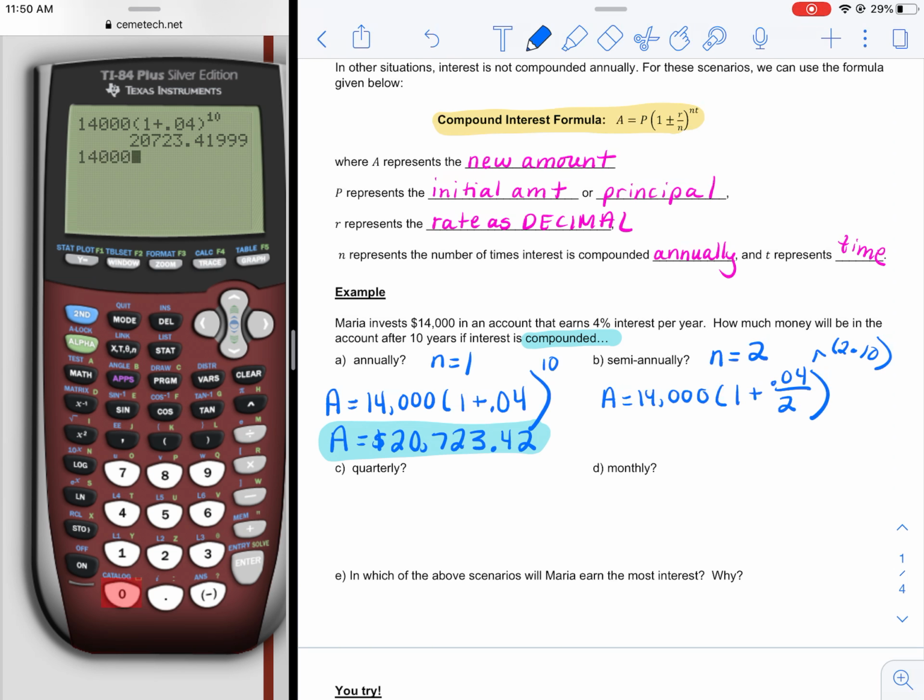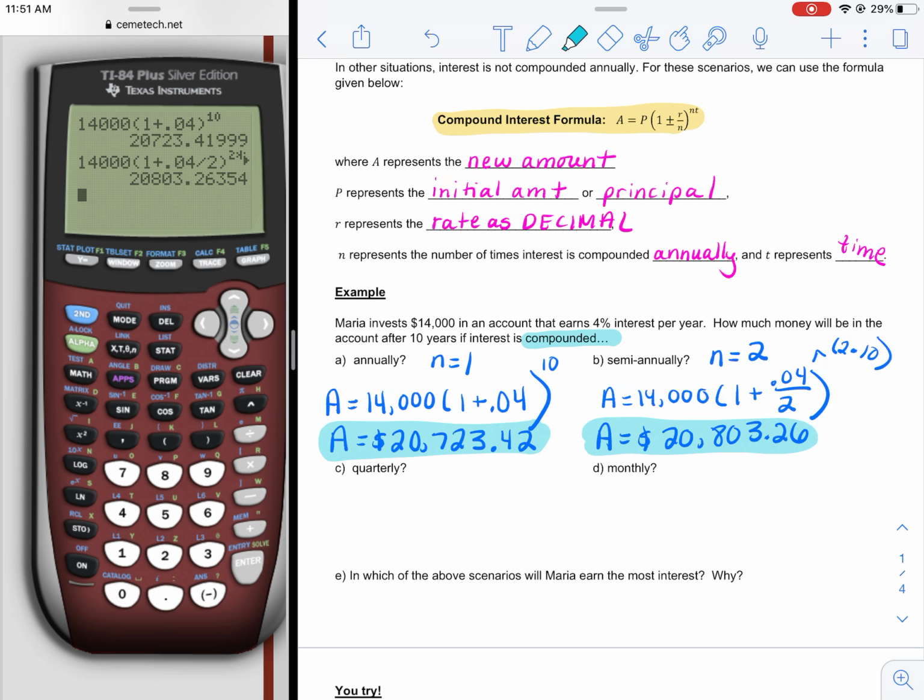So in your calculator, we've got 14,000, and then 1 plus 0.04 divided by 2, close your parentheses, and then in the exponent, you're going to do 2 times 10. If you have an older calculator, make sure you just type 20 as your exponent, or you put that in parentheses. Make sure that when you type it in, you get $20,803.26. One thing to be careful of is when you type in that 1 plus 0.04 divided by 2, don't type in 1.04, because only the 0.04 is being divided by 2, not the 1.